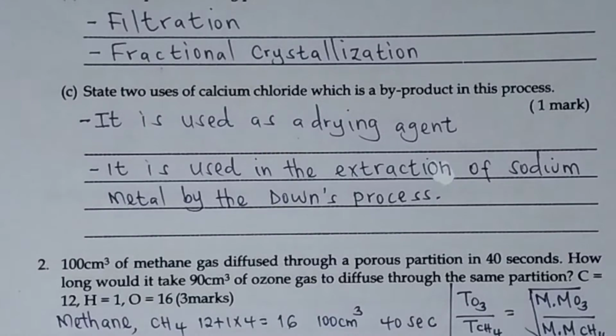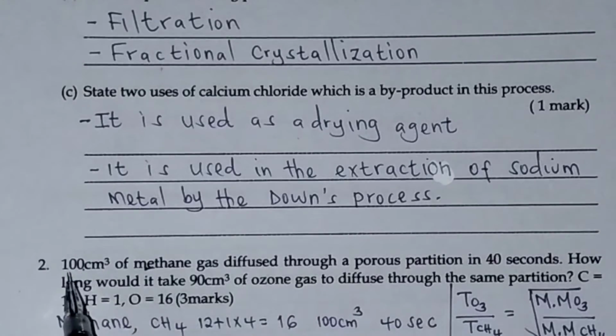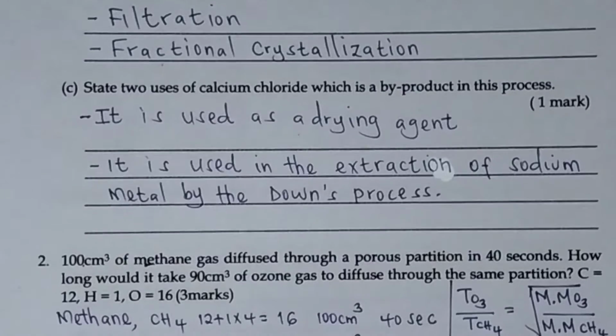So we are going to do rate of diffusion. We have two gases here. One is methane gas; we know its volume, and we have its time. On the side of ozone gas, we have the volume but we don't have the time. We are asked to find the time. We have several formulas, but note that the volumes of methane and ozone are not the same. So as the first step, we can make the volumes the same.